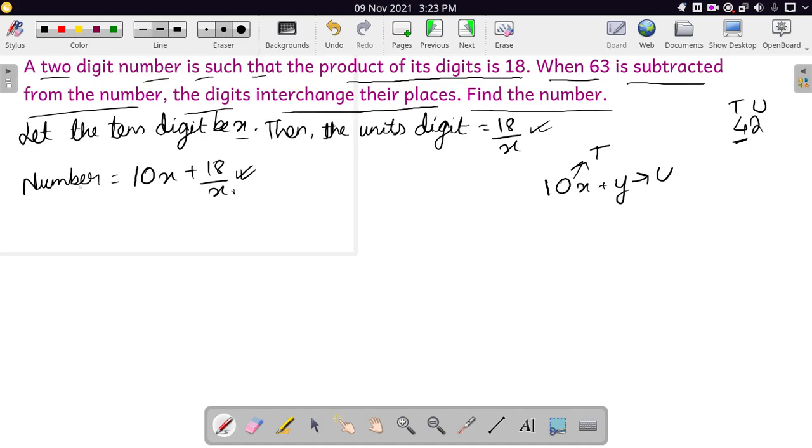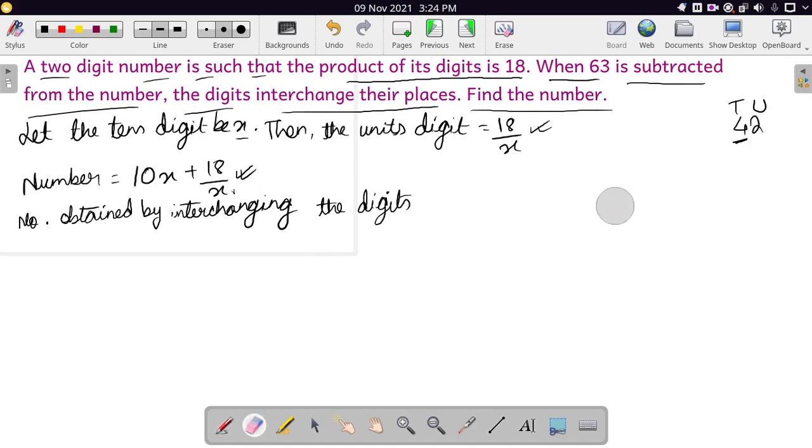So now the next thing would be the number obtained by interchanging the digits. We need to find the number obtained by interchanging the digits. What is that number? That will be the number obtained by interchanging the digits.